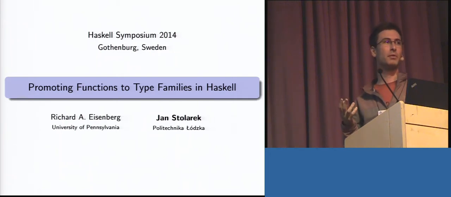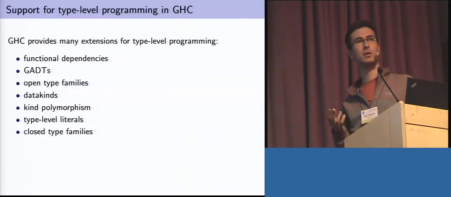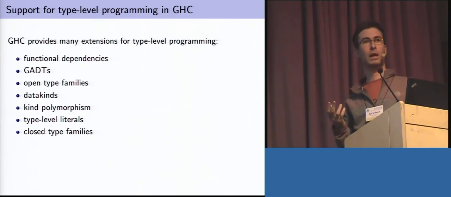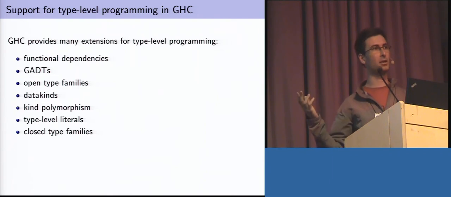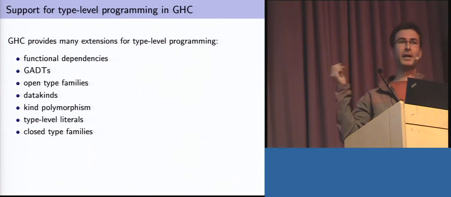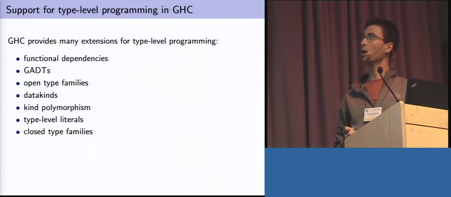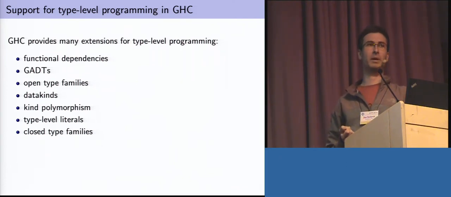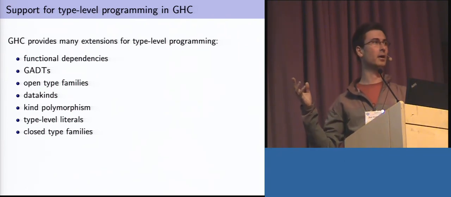Probably there will be some common themes with Stefani's keynote about dependent types from Wednesday. So, as you probably all know, GHC offers a lot of support for type-level programming. We have all these extensions like functional dependencies and GADTs and open type families that have been around for several years. We have data kinds and kind polymorphism that were added to GHC 7.4 2 years ago. We have type-level literals that made it into GHC 7.6 and were further improved in GHC 7.8. And we have closed type families added to GHC 7.8 this year.